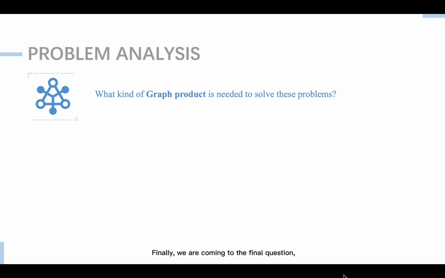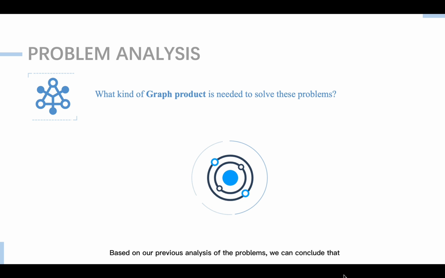Finally, we are coming to the final question. What kind of graph product is needed to solve these problems? Based on our previous analysis of the problems, we can conclude that in order to truly leverage the utility of GraphTech in China's fintech field, there are 4 important needs that need to be addressed.